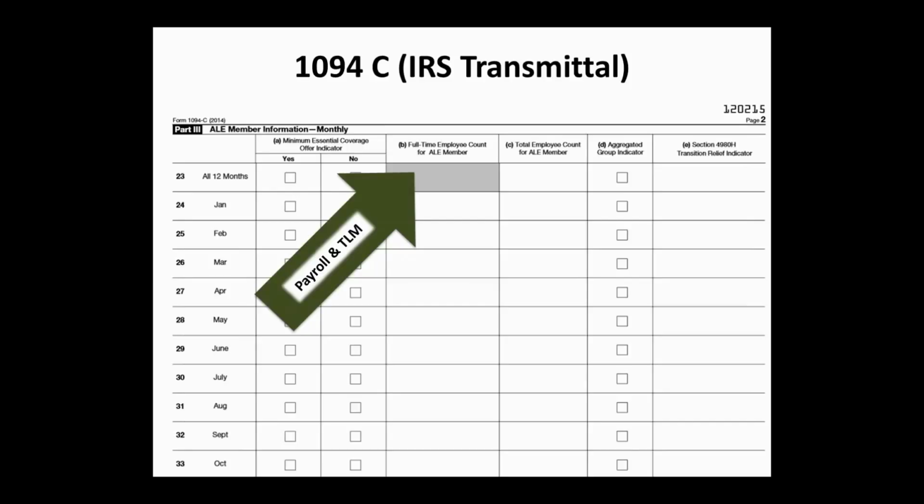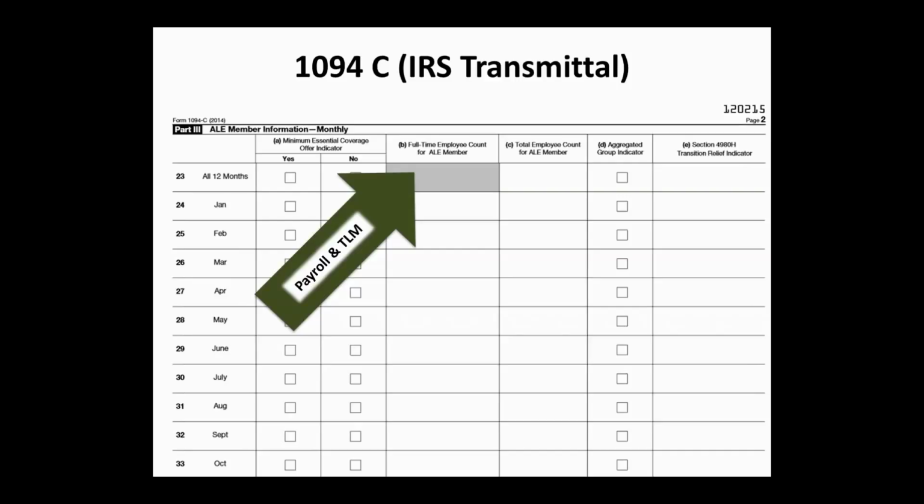On the second page of the 1094-C, I'm going to go through some of these columns and point out some really important points for you to consider. To start out, if you see column A, minimal essential coverage offer indicator, that's actually the easiest one on here because either you offer it or you don't. So most likely it's going to be a yes or no for all 12 months.